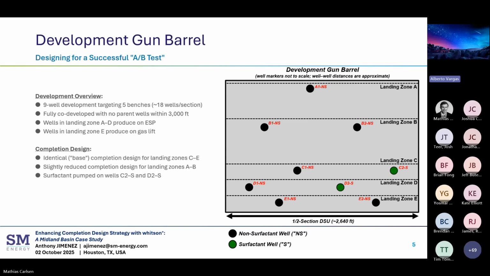the same. The only thing changing is, as you can see with those green markers, we pump surfactant on the 2 eastern landing zone C and landing zone D wells there. And so we'll compare those against their counterparts in the same zone. And then we'll also look at landing zone E and see if we see any sort of synergistic effect just by being near neighbors to the surfactant wells.